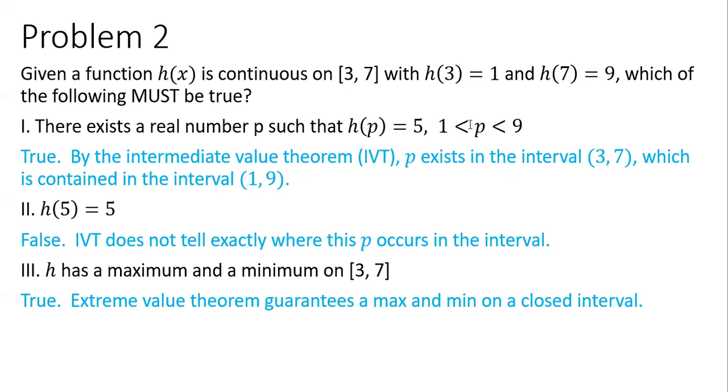Okay, so we can even restrict this interval a little more, actually. Okay, number 2, h of 5 is equal to 5. Do we know anything about h of 5? No, we don't. The intermediate value theorem doesn't tell us exactly where that p occurs.